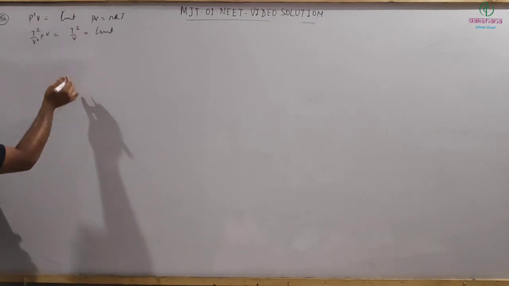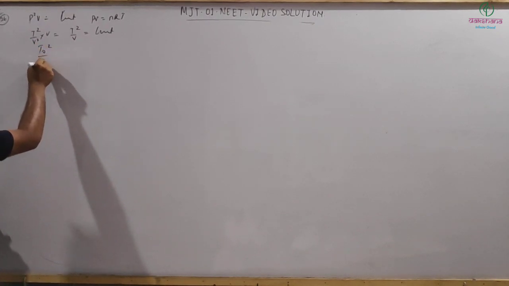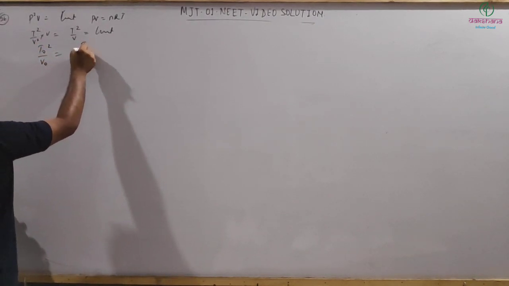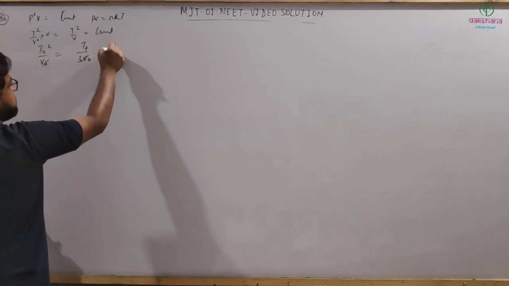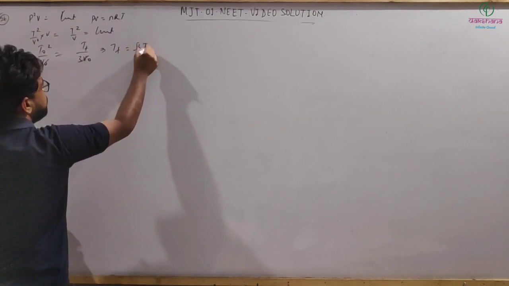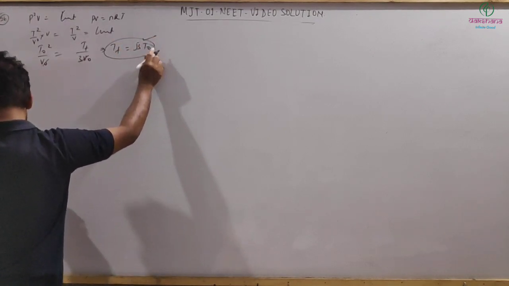With initial temperature T0 and V0, T0 squared by V0 equals final temperature T final squared divided by 3 V0. V0 cancels. This implies T final is equal to root 3 into T0. That's matching with option number 2.